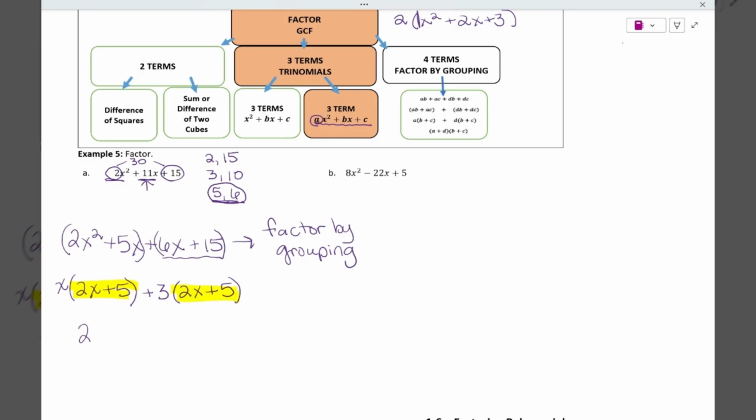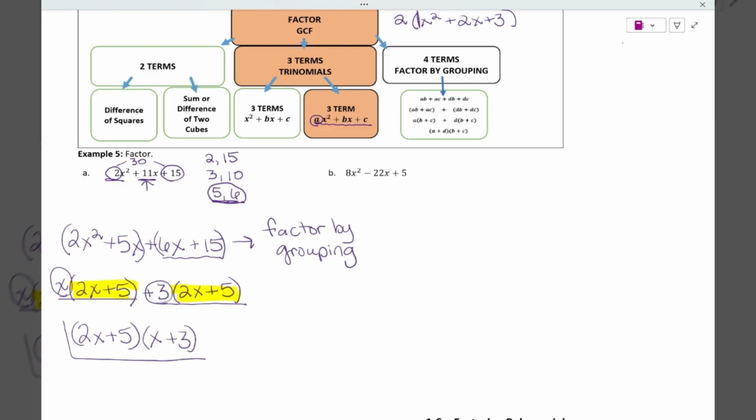So that's the next step. I take the 2x plus 5 and factor it out. When I divide this whole first set by 2x plus 5, I just have the x left. So that's x. And this second set divided by 2x plus 5 leaves the plus 3.